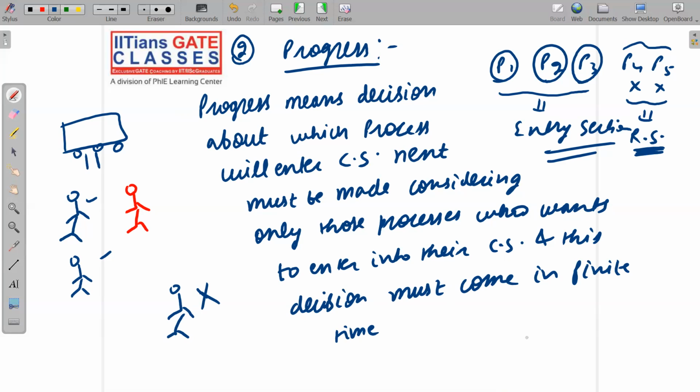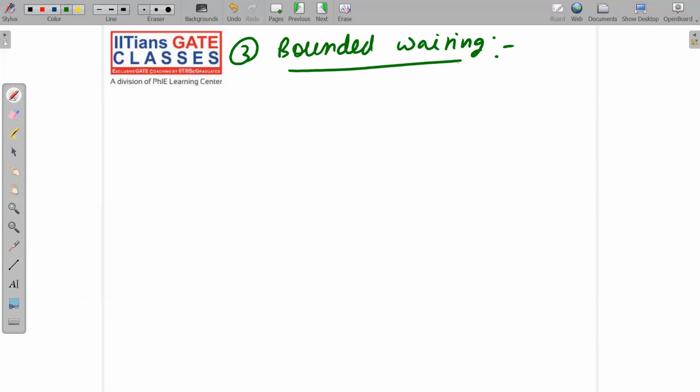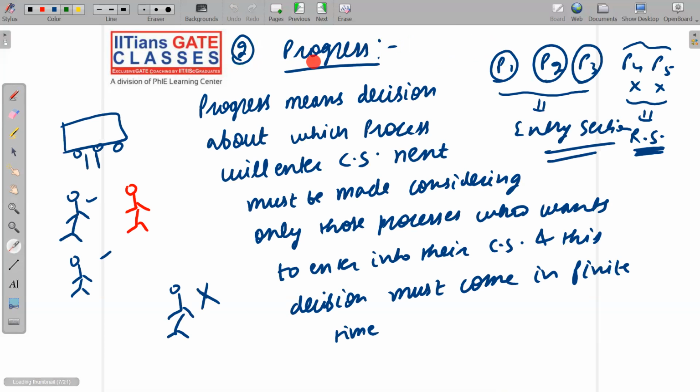So you can take a snapshot or something. I will jump to the next slide now. So the next definition is bounded waiting. First of all, many of you will think that waiting must be related to time. But actually progress is related to time, because I have told you that this decision must come in finite time.